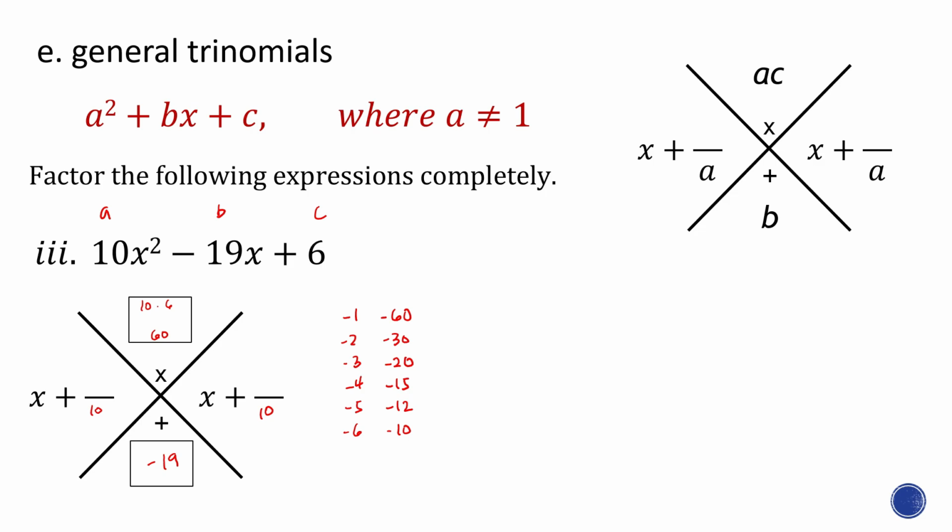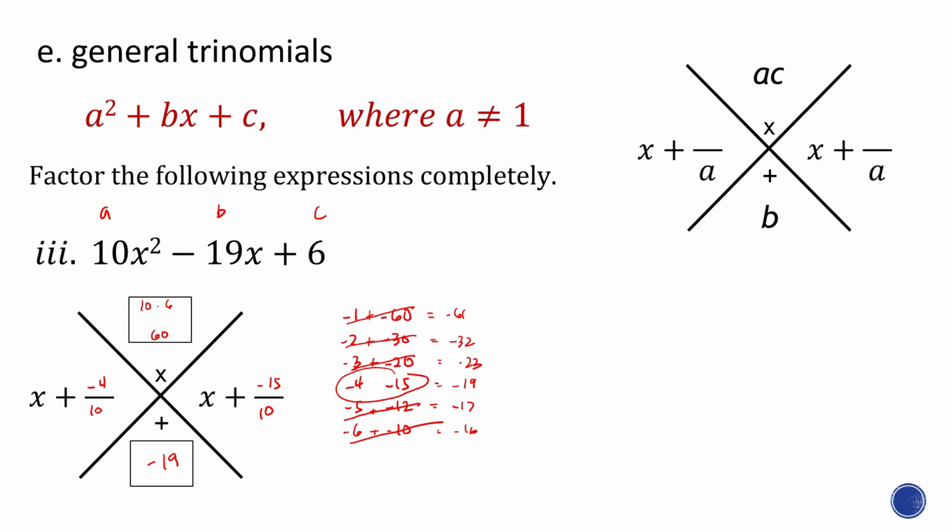So which one adds up to -19? Okay. -1 plus -60 is -61. So no. Add these 2, that's -32. So no. -3 and -20 is -23. So no. -4 and -15. There you go. Those are the numbers we're looking for. Of course, if we add the next pair, that's -17, and the last pair is -16. So -4 and -15, I'm going to write now -4 here and -15 over here.